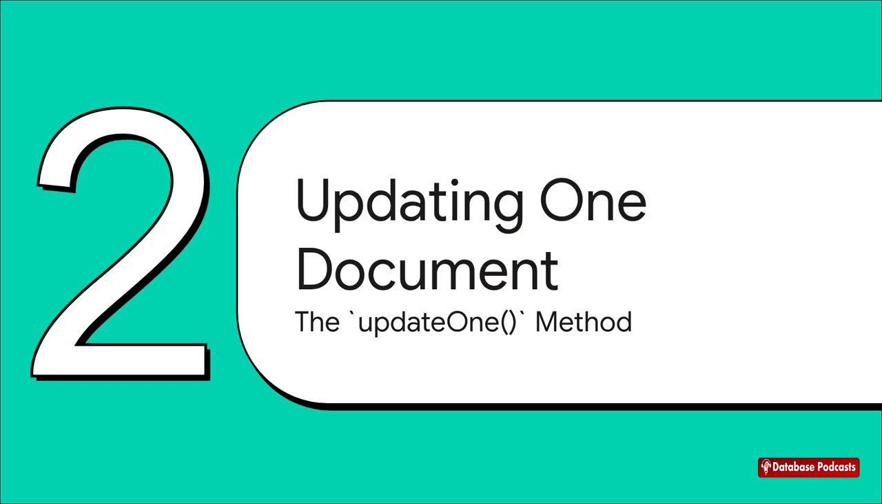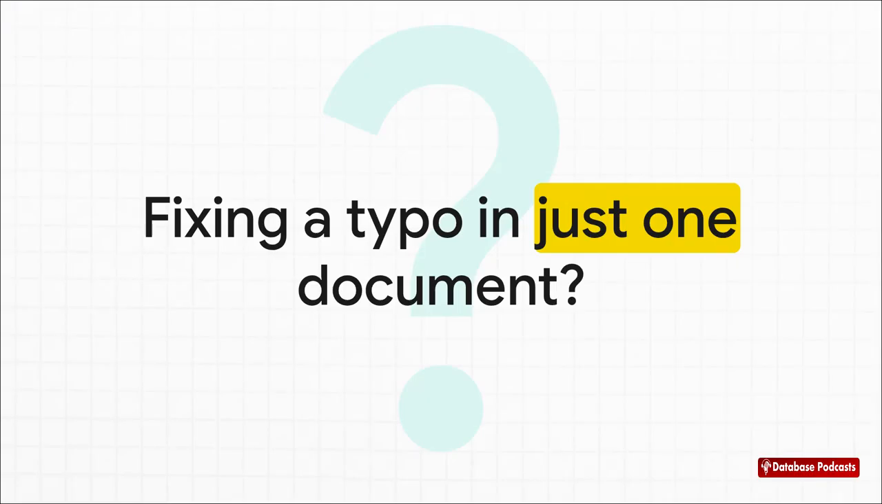Okay, let's start with the one you are probably going to use the most often. We're talking about making a precise, surgical change to a single document. So picture this. You've found one student's record where a grade was entered incorrectly, or maybe a user updated their shipping address. You need to go in, change just that one piece of information in that one document, and make sure you don't touch anything else. That, right there, is the perfect job for the updateOne method.